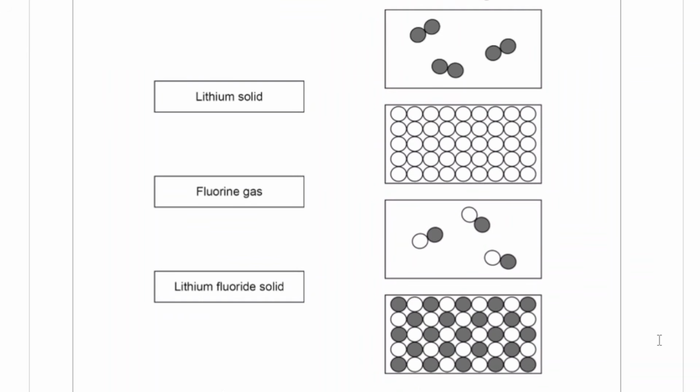So solid lithium is going to be this. Fluorine gas. Now fluorine gas is F2, so it has to be the same element. So that will be that. Lithium fluoride solid is going to be this. If lithium fluoride was a gas, so let's say lithium fluoride gas, it will be the third box.